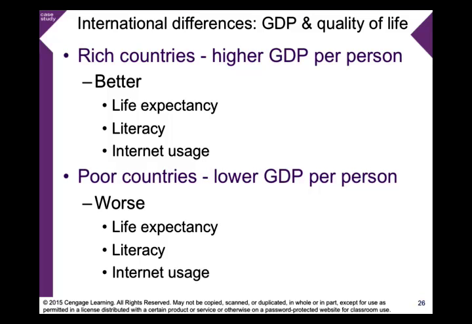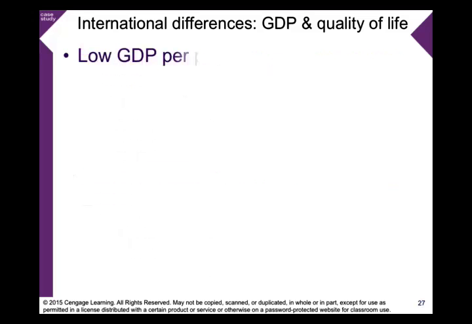Now, at the international level, if you compare the GDP and the quality of life, the rich countries normally enjoy higher GDP per person. When they have higher GDP per person, they can expect a higher life expectancy. So people who live in rich countries live a long life. They are more literate, and internet usage is also greater. On the other hand, in the poor countries, because they have lower GDP per person, the life expectancy will not be that high. The population is not very educated or literate, and the internet usage is also very low.